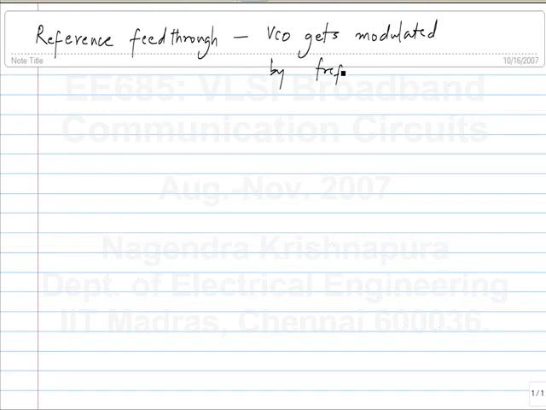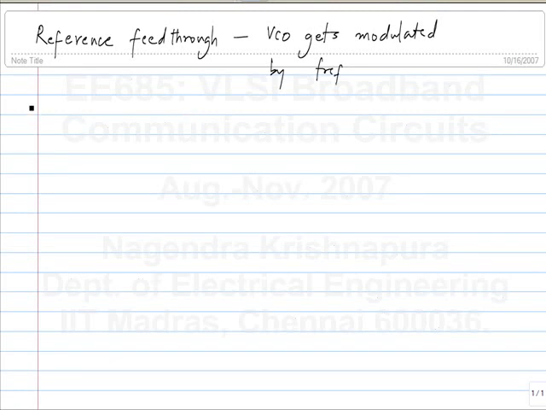And this gives you sidebands. If the modulation is weak, if the modulating signal is small, you get just 2 sidebands around the carrier. And to reduce this, to reduce the reference feed through, KVCO times KPD has to be low.